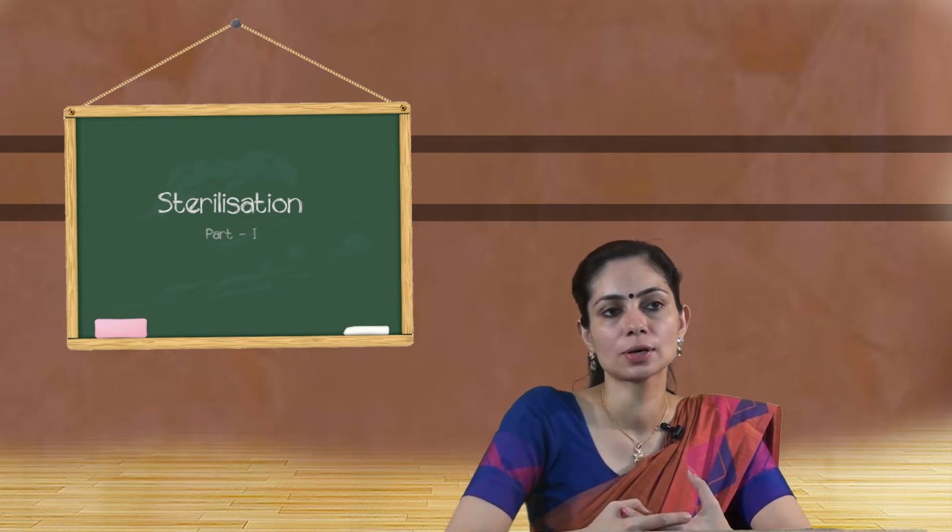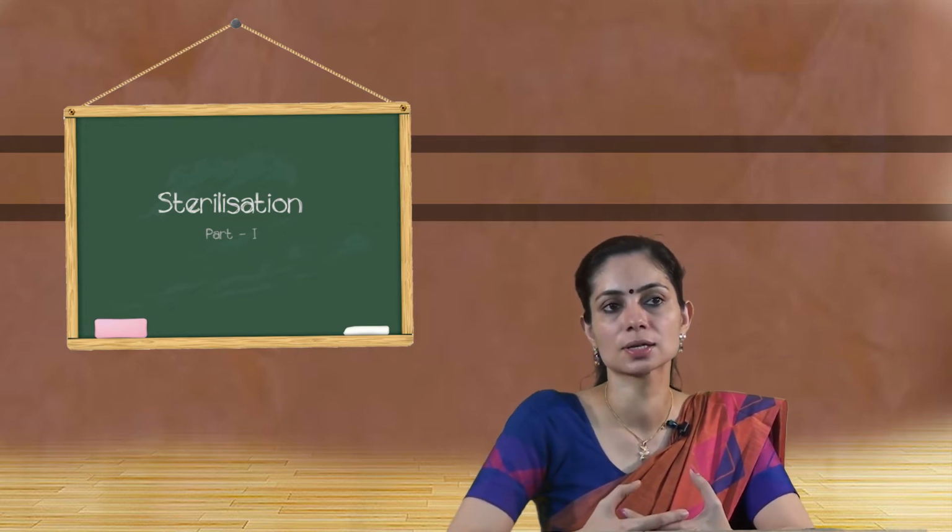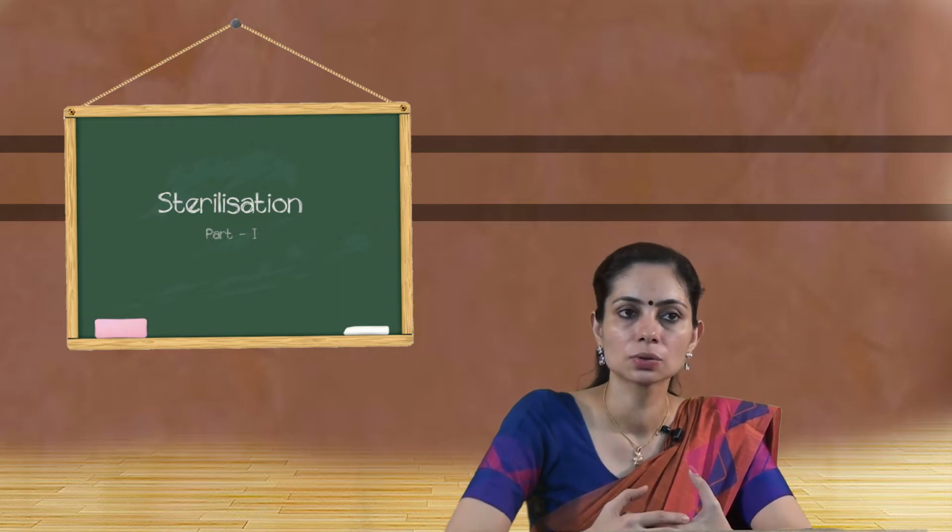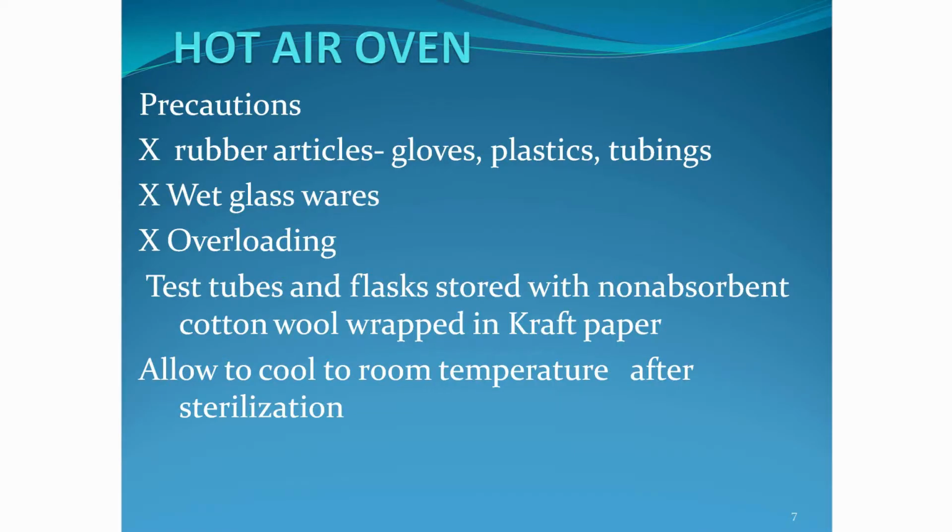What are the precautions when you are doing the sterilization in a hot air oven? No rubber articles like gloves, plastics, or tubing should be sterilized in a hot air oven because of the high temperature. Wet glassware should not be used. It should be completely dry. Even if you are using glassware, it should be completely dry before sterilization in the hot air oven.